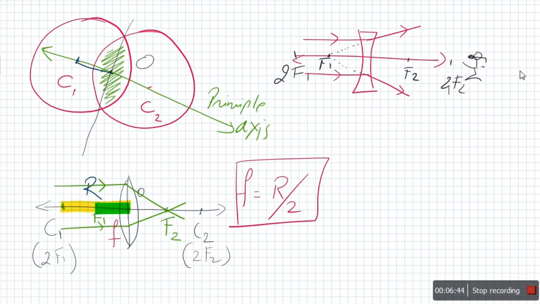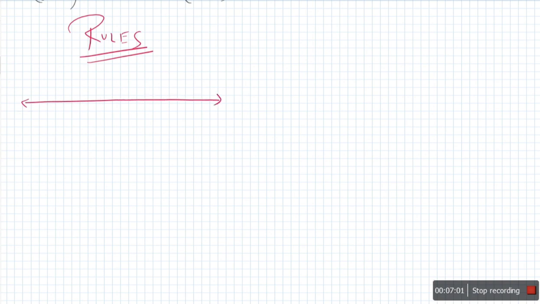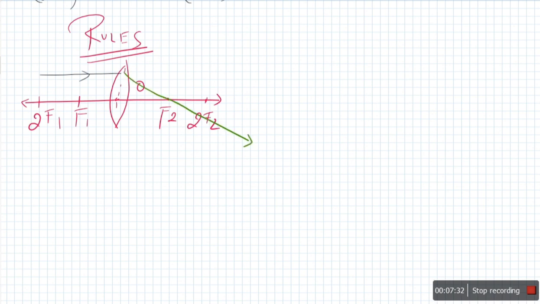Now let's hop on to the rules for the ray diagram. The rules for drawing a ray diagram: there are three rules. Suppose this is our lens. This is O, f1, twice the distance to f1, f2, and twice the distance to f2. So if the light ray is coming parallel to the principal axis, after getting refracted, it passes through the focus. This is our rule number 1.